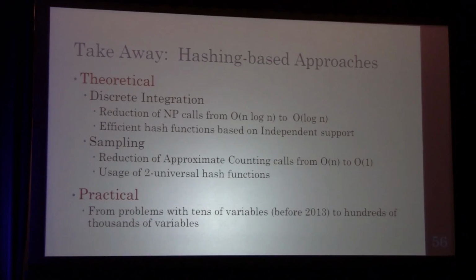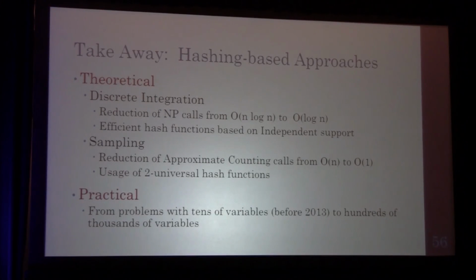The important advances over the last few years in hashing-based approaches have been, for discrete integration, the reduction of NP calls from O(n log n) to O(log n), and efficient hash functions based on independent support. For sampling, the reduction of approximate counting calls from O(n) to O(1), and the usage of 3-universal hash functions.